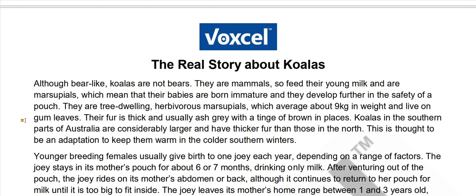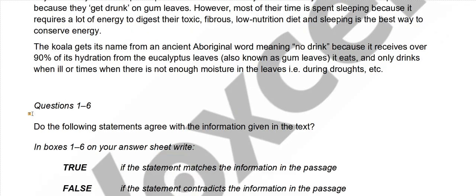So today's passage is about the real story about koalas. As you must know, it's a sort of animal that looks like a small bear, that you can easily fit in your hands. So without any further delay, let's dive right into the questions.